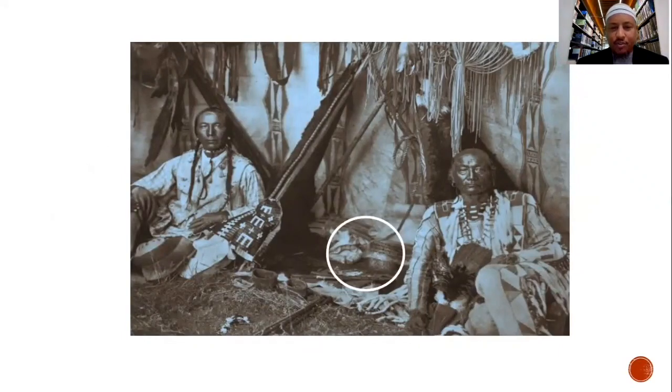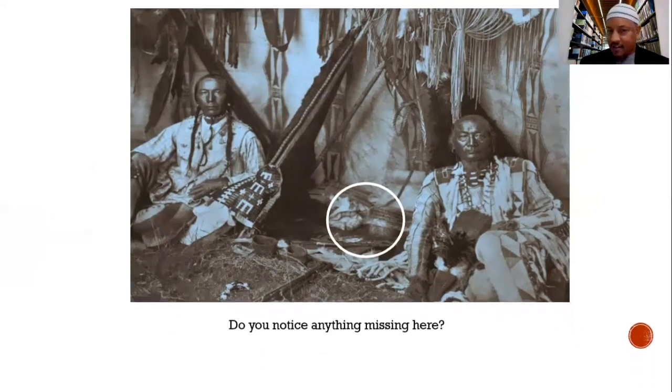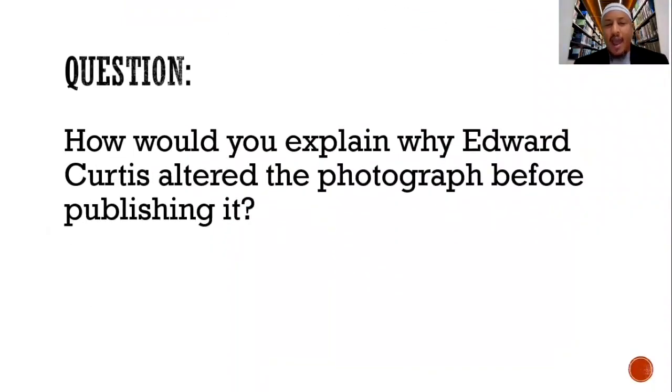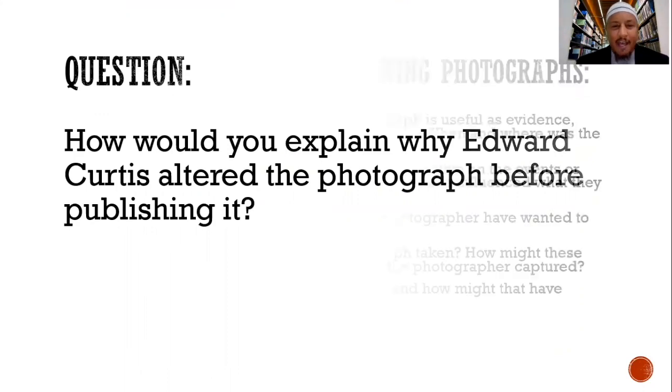When Curtis produced his final work, a part of that 20-volume set that we talked about earlier, he removed the clock from the picture. Now, you notice that's missing, right? Okay, so question, how would you explain why Edward Curtis altered the photograph before publishing it? What's the point? Why would you just erase a clock? What's the point of that?